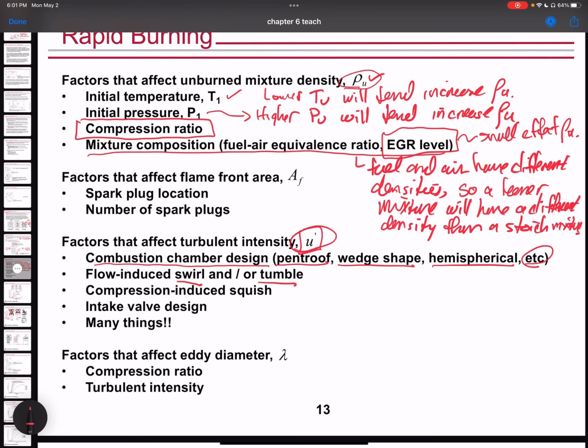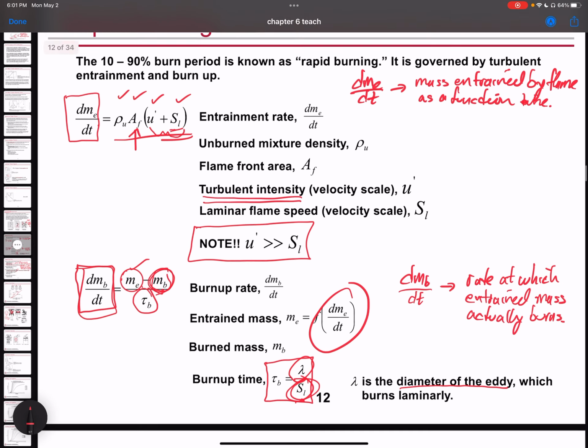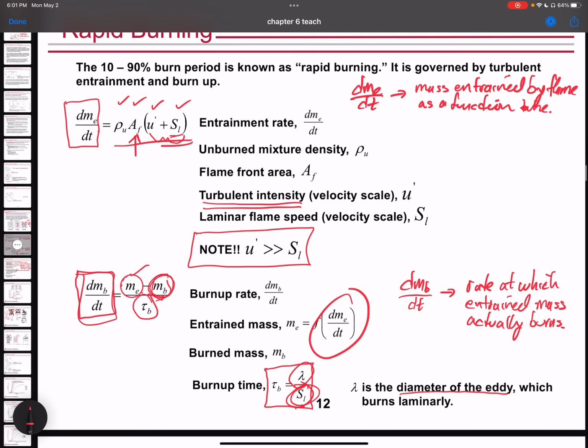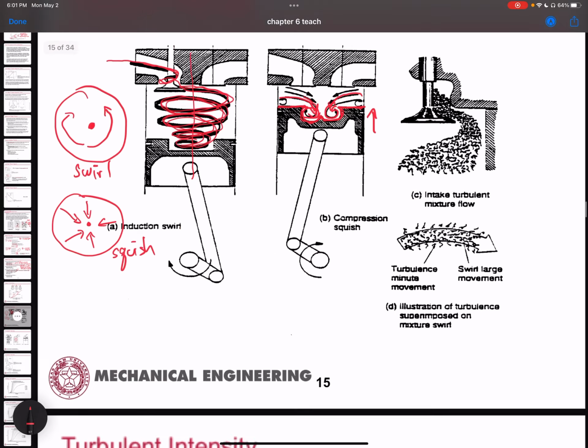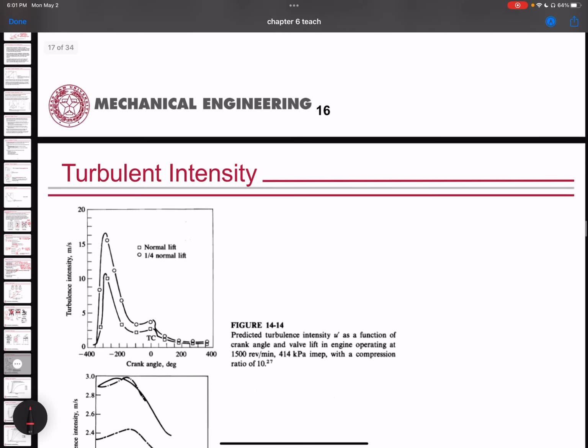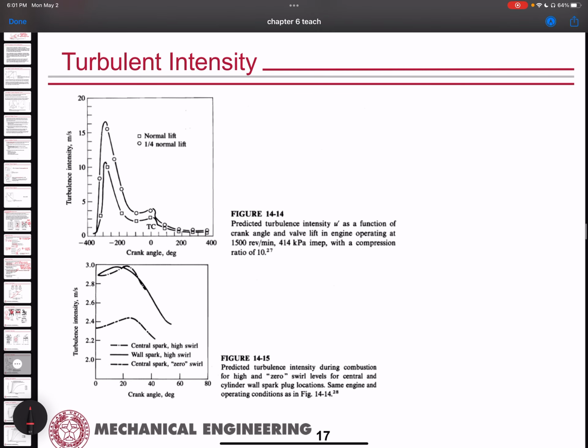So with these three different fluid motions, they're all essentially meant to increase the turbulent intensity of that mixture. Okay, and the higher the turbulent intensity, the faster the entrainment rate. Now you remember that I said that the turbulent intensity is usually much, much larger than the laminar flame speed. We actually have some data to show you how that turbulent intensity is higher than the laminar flame speed, right?